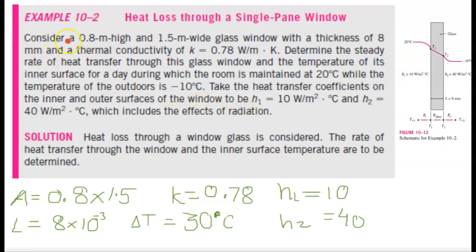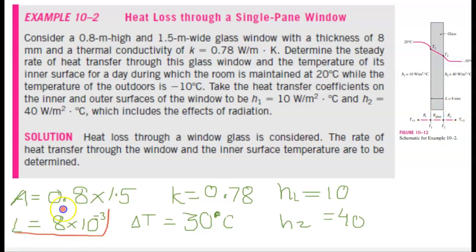Okay, now let's say we got a 0.8 meter high and 1.5 meter wide glass window with a thickness of 8 millimeter. So 0.8 and 1.5 will give us an area. Area is 0.8 times 1.5. The thickness is 8 millimeter, which means this length from here to here is 8 millimeter.